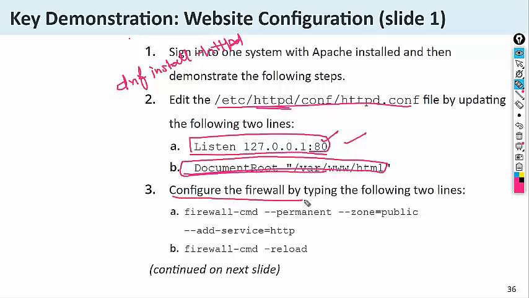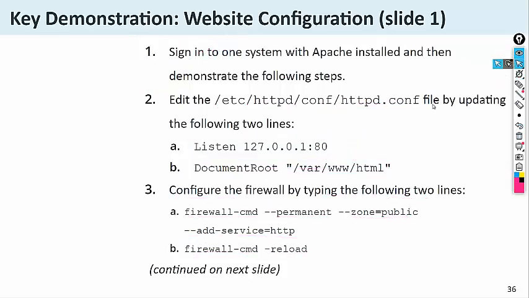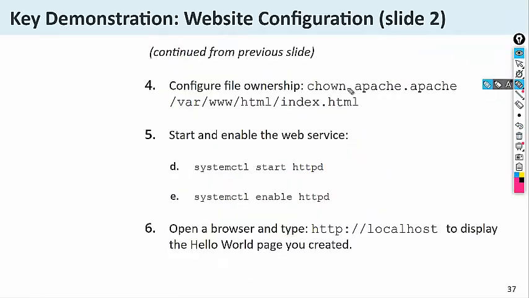Now configure the firewall. I configured the firewall using firewall-cmd --permanent --zone=public --add-service=http. I reloaded the firewall. After that I configured the file ownership, I forgot, but you can do that, and then you can start this service and enable it on localhost. Then access the website using the browser.